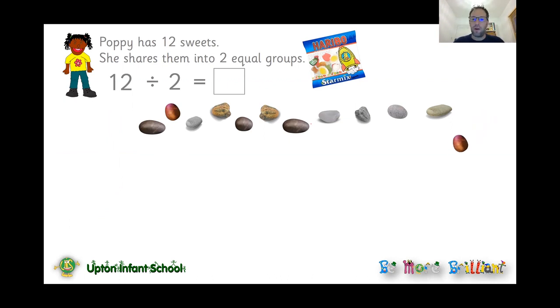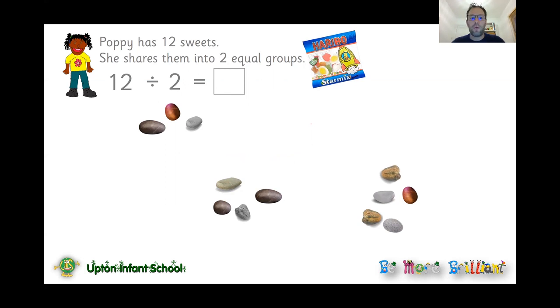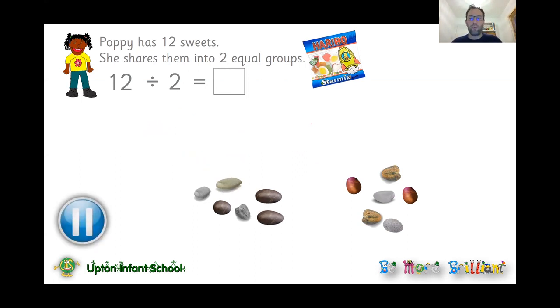Okay, here I go. 1 there, and over there. 1 for you, 1 for you, 1 for you, and so on until they are all shared out. I've got 2 equal groups. Pause the video and sort yours into 2 equal groups for me.